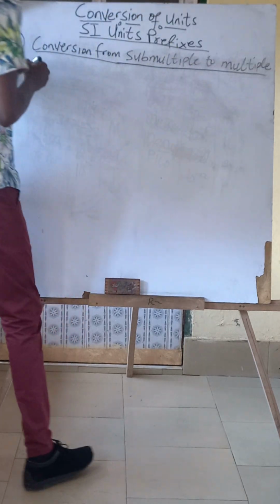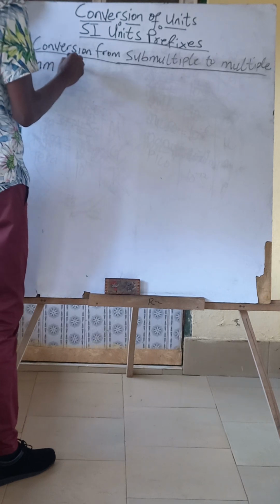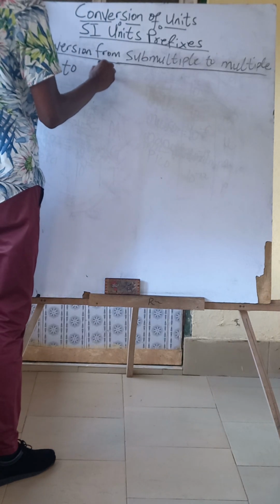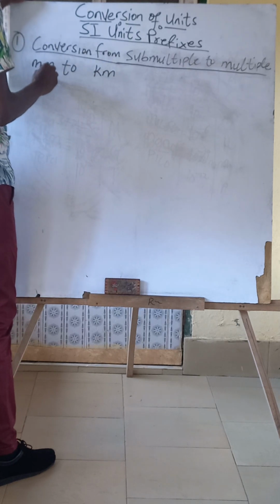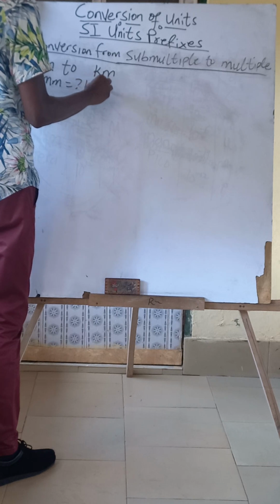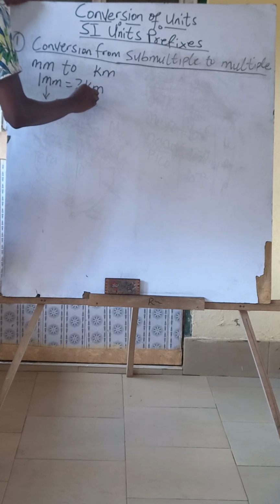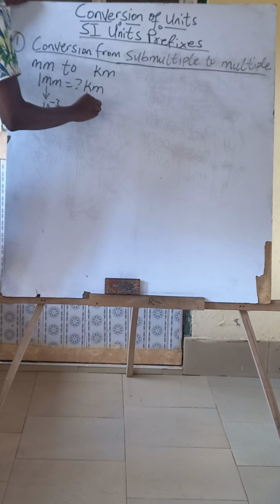Let us consider a sub-multiple like millimeters. We are converting from millimeters to kilometers. So 1 millimeter is equivalent to how many kilometers? That is what we want to find out. So milli is a sub-multiple, which means 10 raised to the power minus 3. Kilo is a multiple, which means 10 raised to the power 3.